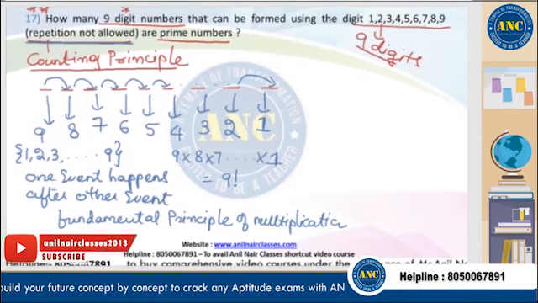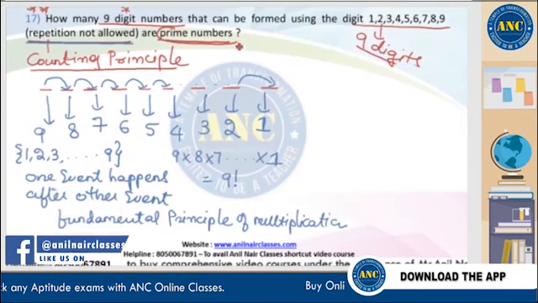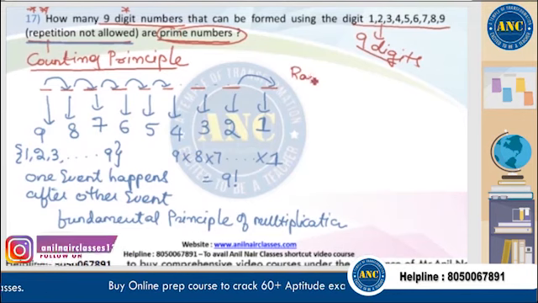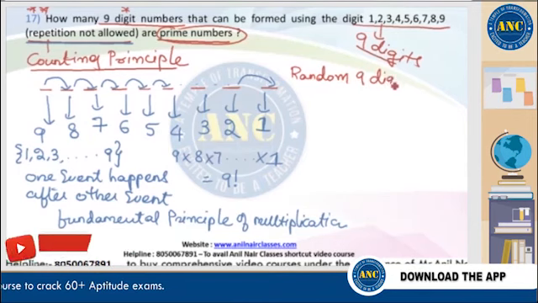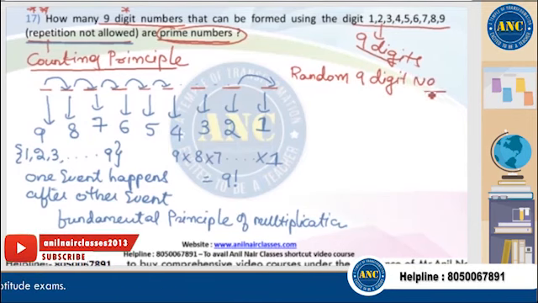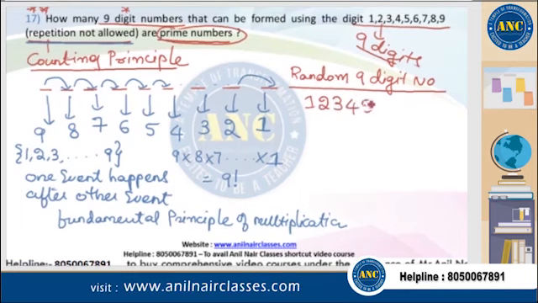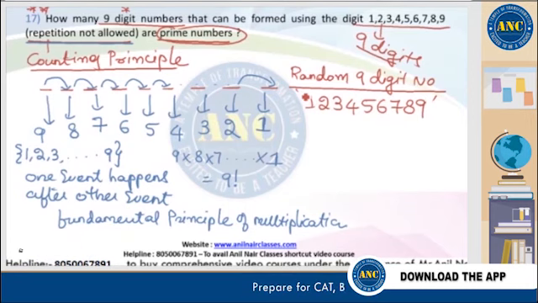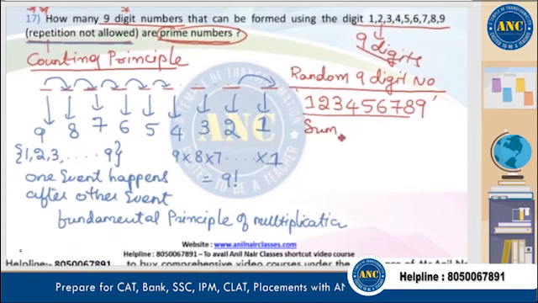The question is, out of these 9 factorial numbers, how many are prime numbers? Suppose I take a random 9-digit number out of the 9 factorial numbers: 1, 2, 3, 4, 5, 6, 7, 8, 9. Now if you look at this number, what is the sum of the digits?